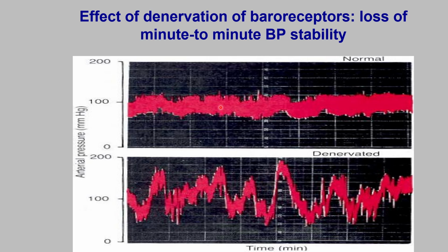If you remove them, then what happens is what you see in the lower curve, a totally chaotic behavior of the blood pressure, which is totally inconsistent with a proper functioning of the body and of homeostasis. So these baroreceptors are extremely important in keeping our blood pressure variable, but within a narrow range of variability.